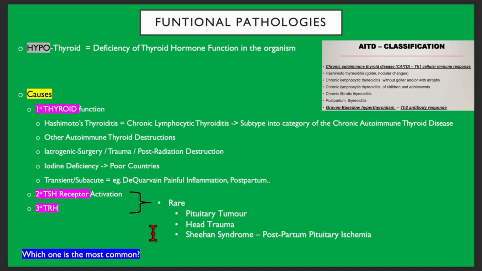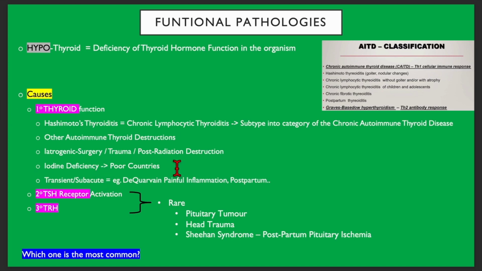Do you know which one is the most common from the primary hypothyroidism? Can you guess? Can you choose? Which one do you think is the most common? A, B, C, D, or E? Just choose one. D. You're saying iodine deficiency is the most common. Is that correct? You said iodine deficiency, right?